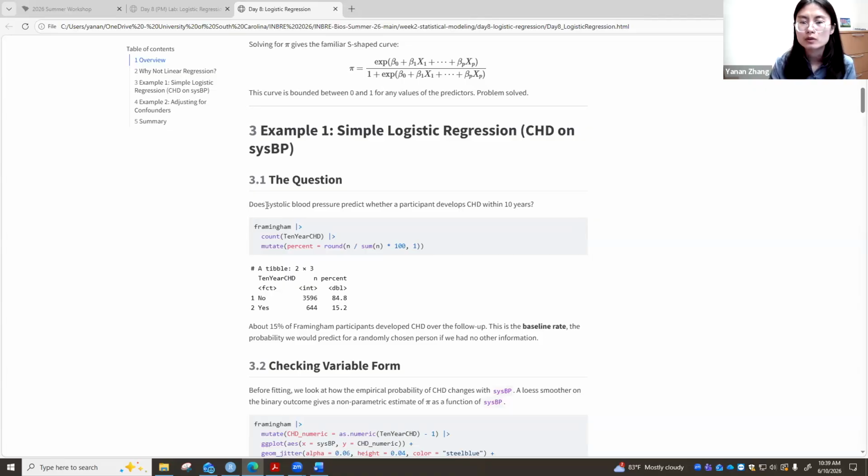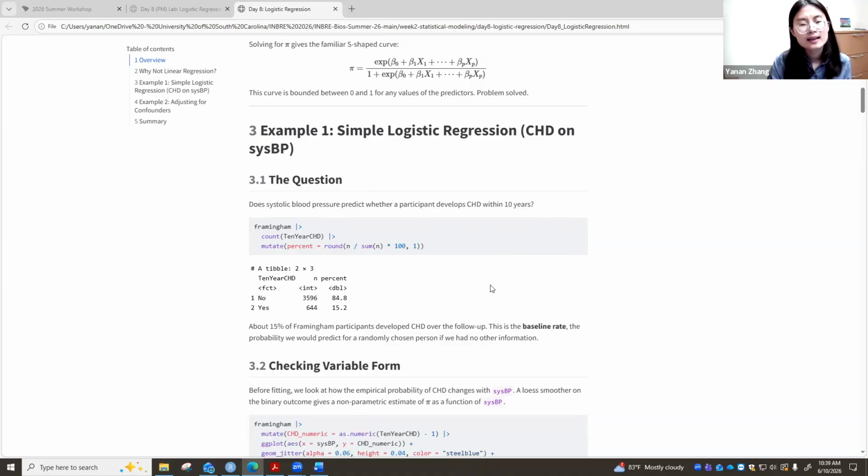Okay, we want to know if systolic blood pressure predicts whether people develop a disease. So the outcome is whether people develop coronary heart disease. So it is binary, right? Yes or no. And the predictor is the systolic blood pressure, right?